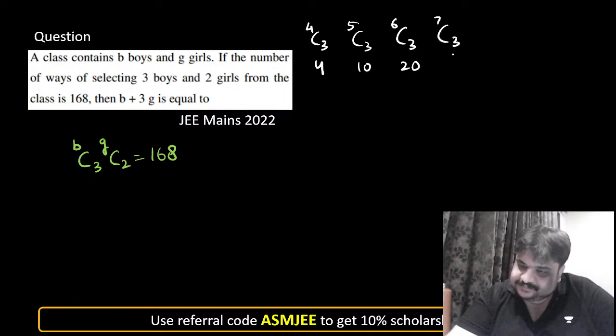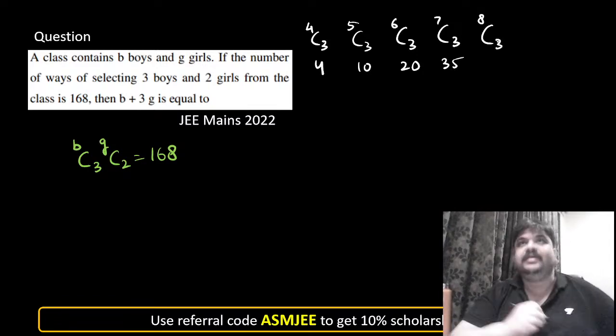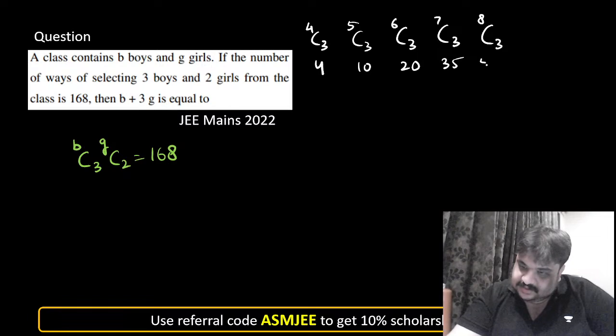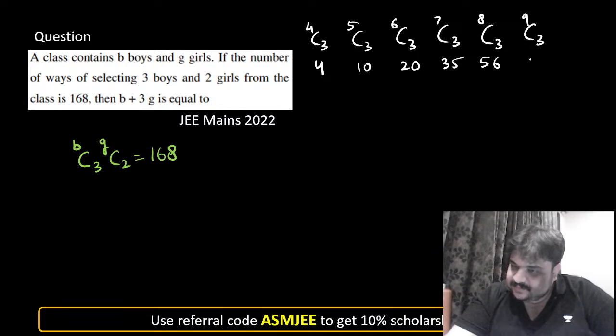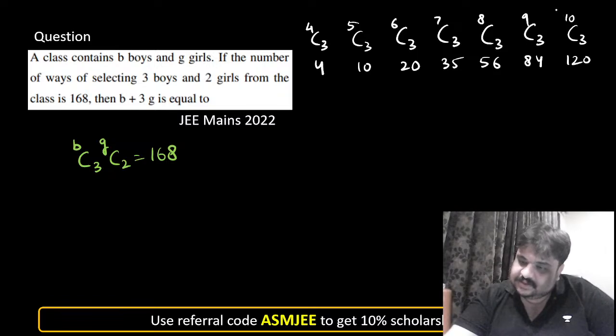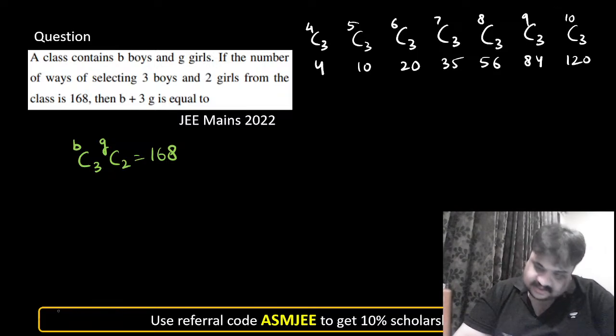7C3: 7 into 6 into 5, 35. 8C3: 8 into 7 is 56. 9C3: 9 into 8 into 7, 9 is 72 by 6 is 12, so 84. 10C3: 10 into 8 into 9, 90 by 6 is 15. Sorry, 120. So what are the factors of 168 possible?